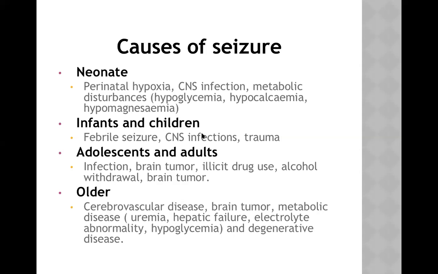Regarding infants and children, febrile seizure is one of the commonest causes of seizure at that time. From 6 months to 6 years, febrile seizure is seen. Febrile seizure means first fever comes because of some infection, then that fever leads to seizure. We need to rule out central nervous system infection in febrile seizure. CNS infection also causes seizure during that age, and trauma is a common cause.